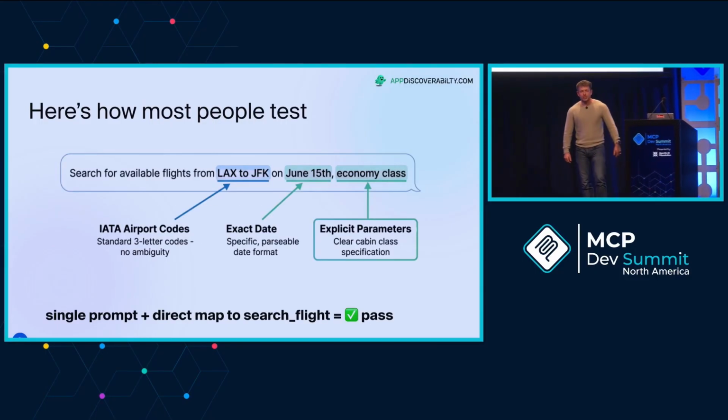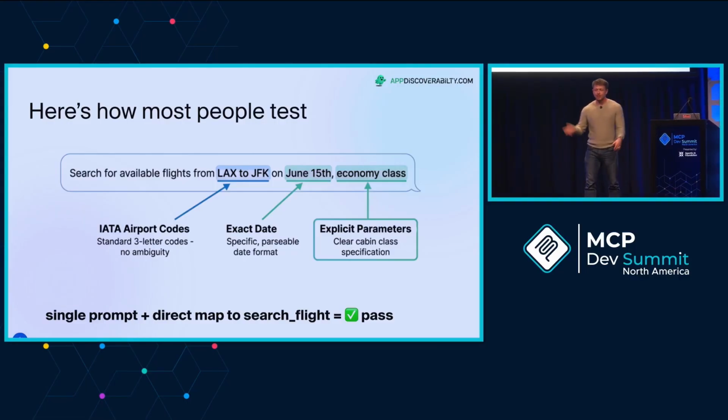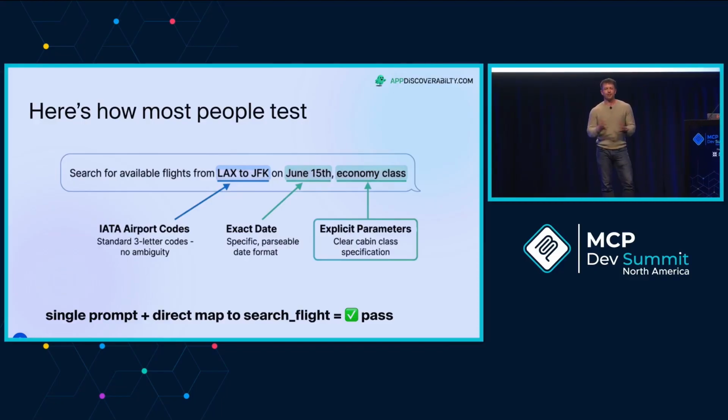How most teams are now testing MCP apps is a little bit like this. They'll create something called the golden prompt set, and it's kind of this hand-fits-glove, perfect prompt testing, where the tool is extremely happy because it gets exactly the elicitation that it wants. So exact airport codes, dates. The description of "search for available flights" is pretty much the name of the tool. This is just not realistic.